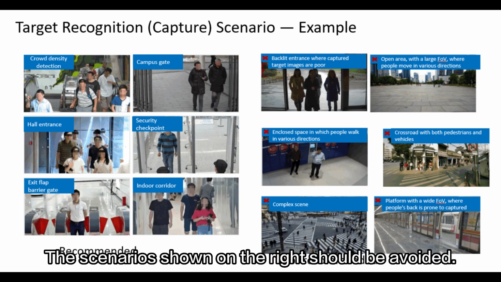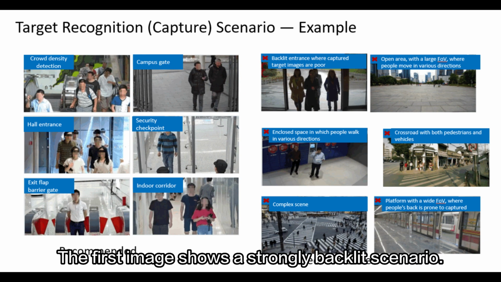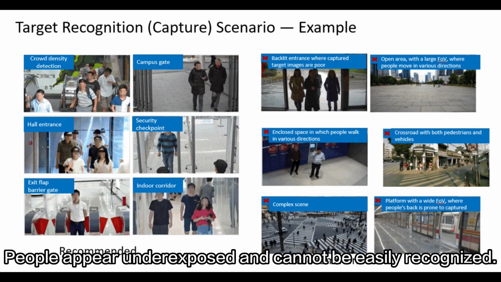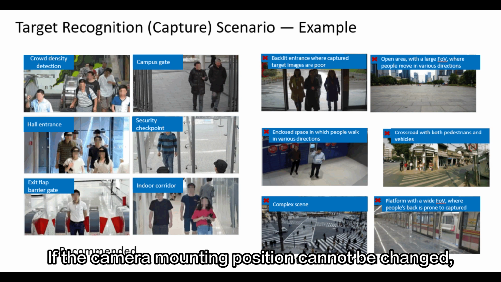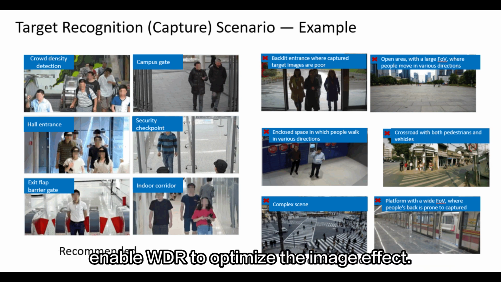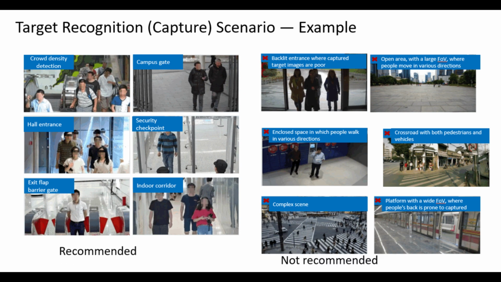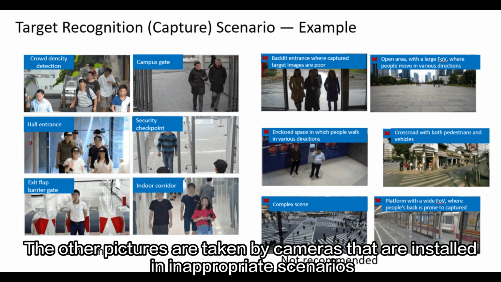The scenarios shown on the right should be avoided. The first image shows a strongly backlit scenario. People appear underexposed and cannot be easily recognized. In this case, the capture effect is not ideal. If the camera mounting position cannot be changed, enable WDR to optimize the image effect. The other pictures are taken by cameras that are installed in inappropriate scenarios.